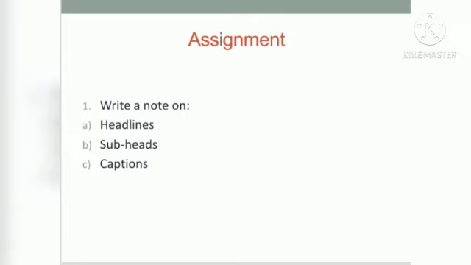So that's all for today's session. Today we have discussed headlines, subheads and captions, and as assignment, write a note on headlines, subheads and captions.